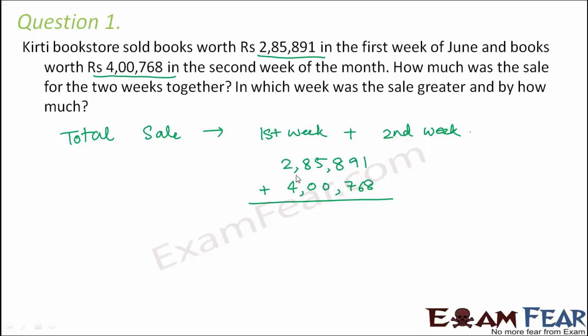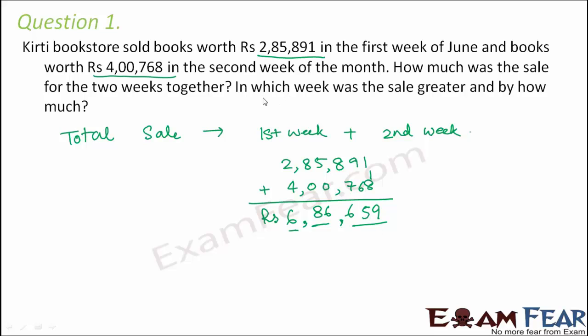Now it is very important that we place the two numbers correctly. Lakhs should be with lakhs, the thousand should be in the thousands place. Again the hundreds, tens and units should be in their places accordingly. So now when you find the sum, 8 plus 1 would be 9. 9 plus 6 would be 15. You'll have a carry forward of 1. Again this would be 6. This would be 8, 6. This would be 6. So rupees 6,86,659 would be the sale for the 2 weeks together.